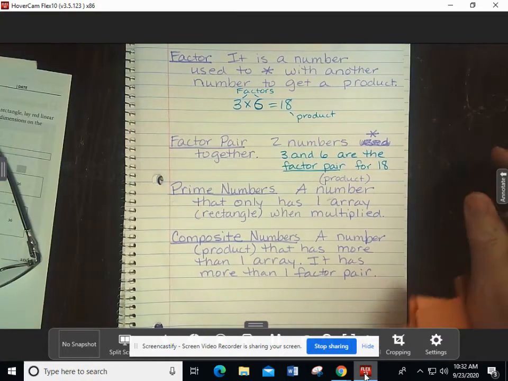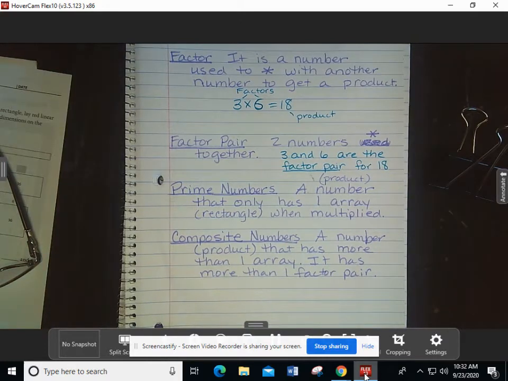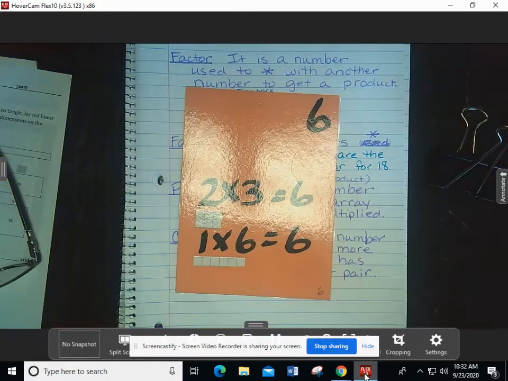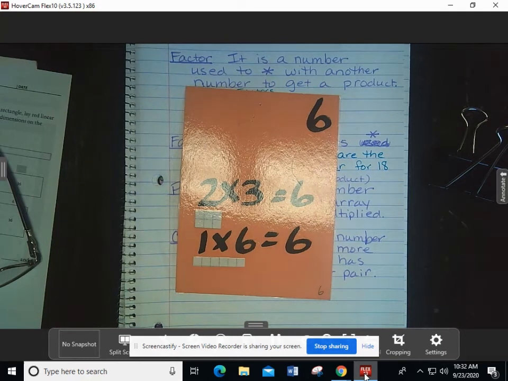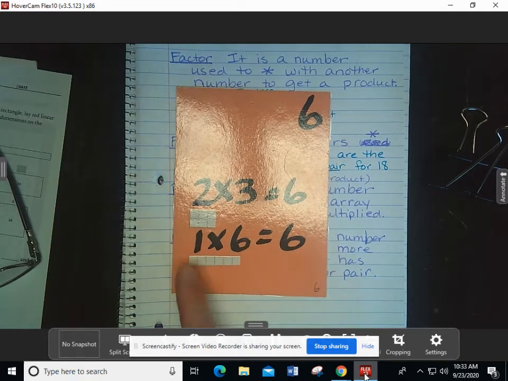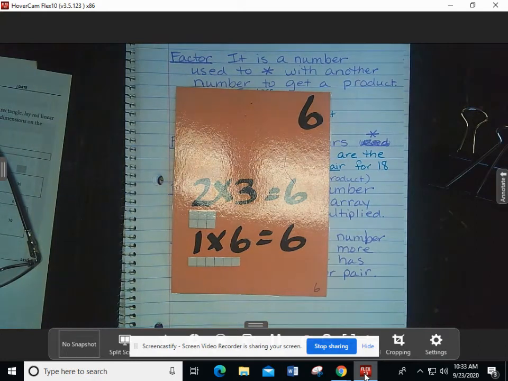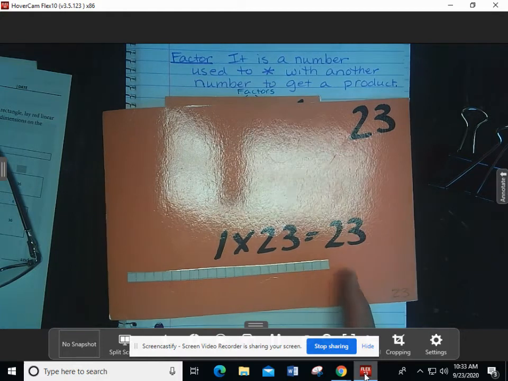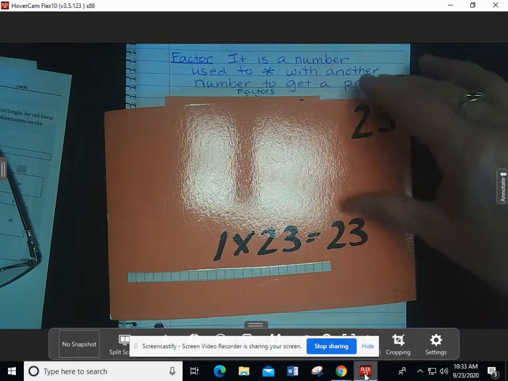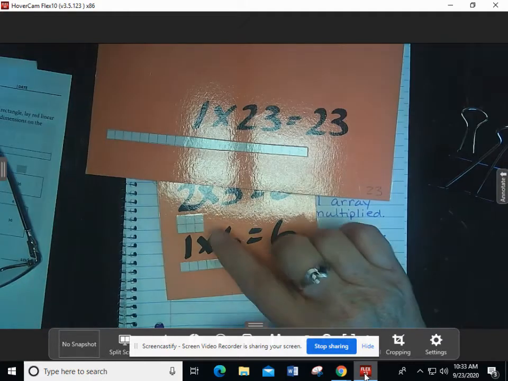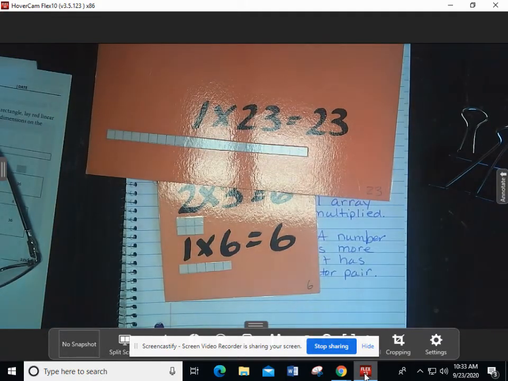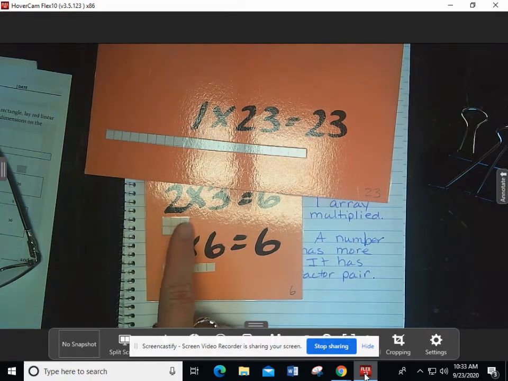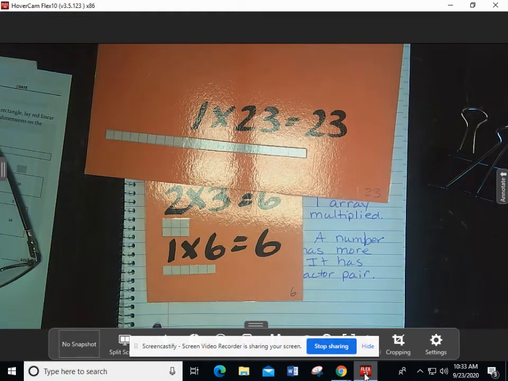These are some of the posters we were using yesterday. For example, if I put the number 6 on, you can see that we have two rectangles, so we know it is composite. When we look at this number, 23, you can see we have only one rectangle, one array. That shows us it is prime. Remember, an array is a rectangle that is filled with tiles or squares. So this would be the array. It's also like the area of something.